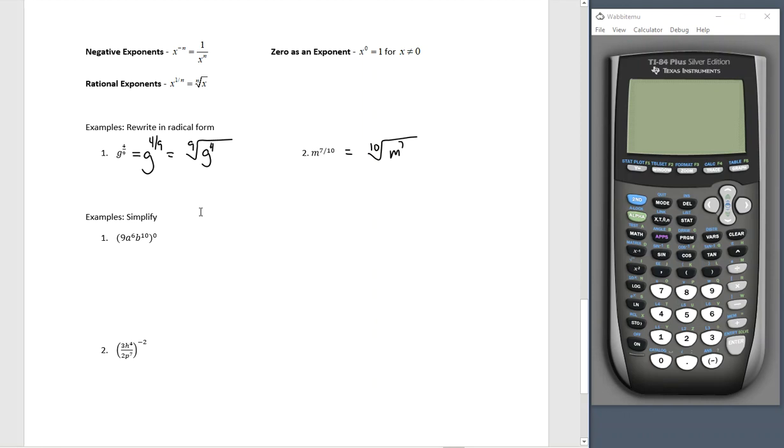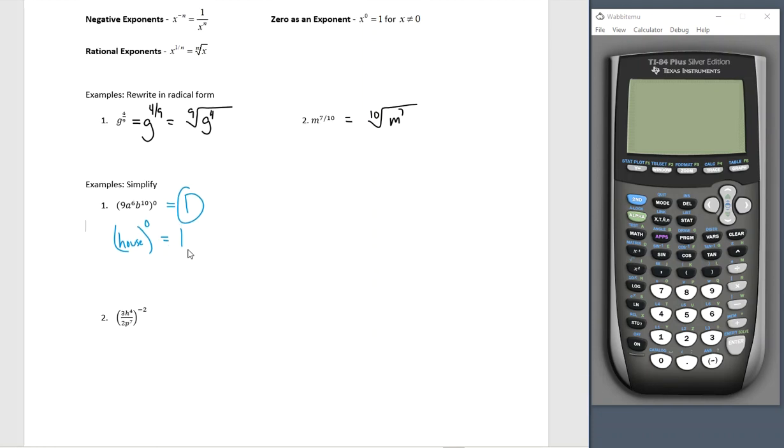Okay. If we simplify 9a to the 6th, b to the 10th, all to the 0, it doesn't matter what it is. If it's all to the 0, it's 1. As long as a is not 0 and b is not 0, we should be good. Raised to the 0 power is 1. That's it. If it's raised to the 0 power and it's not 0 to start with, the answer is 1.